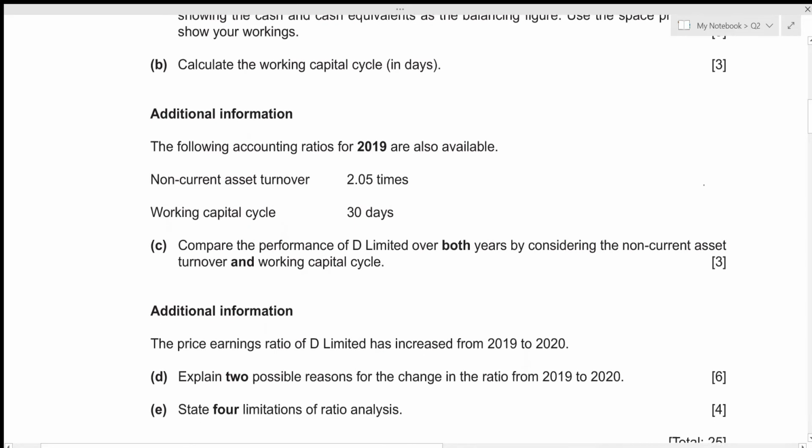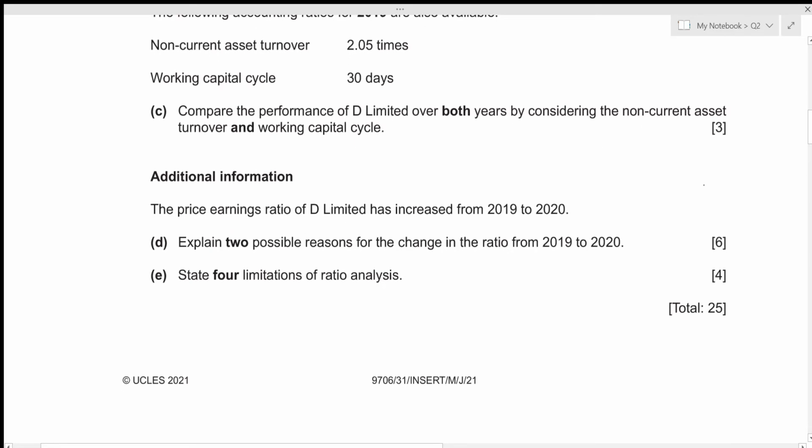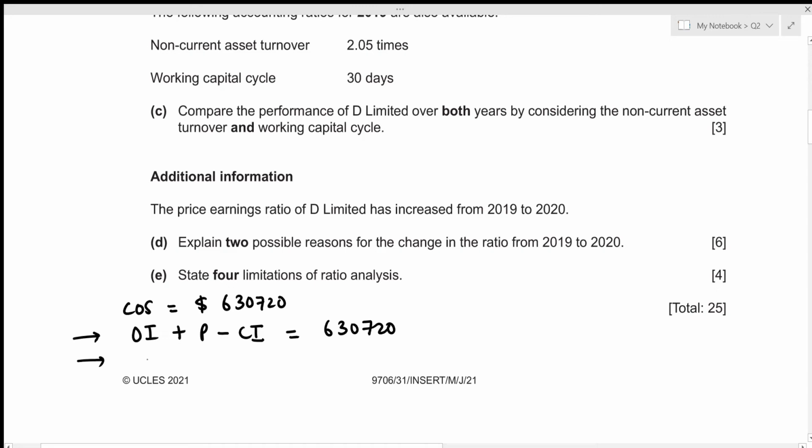Let's figure out an area where we can work. Right here, we know that our cost of sales, we just figured out, is 630,720. And what we know is that the cost of sales consists of the opening inventory plus purchases minus the closing inventory, and this will be 630,720. So we have our opening inventory.